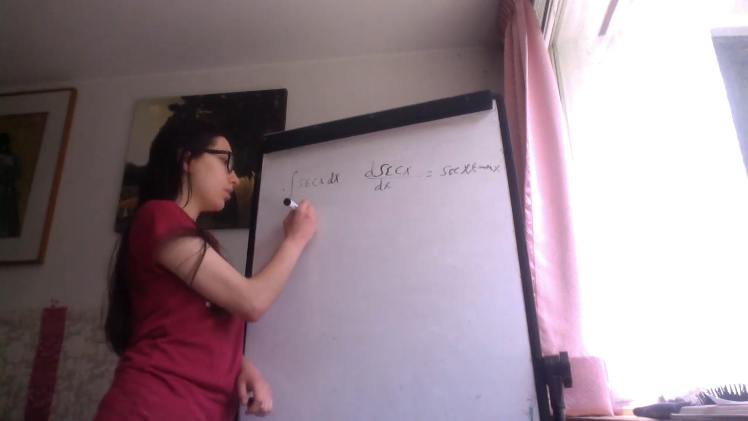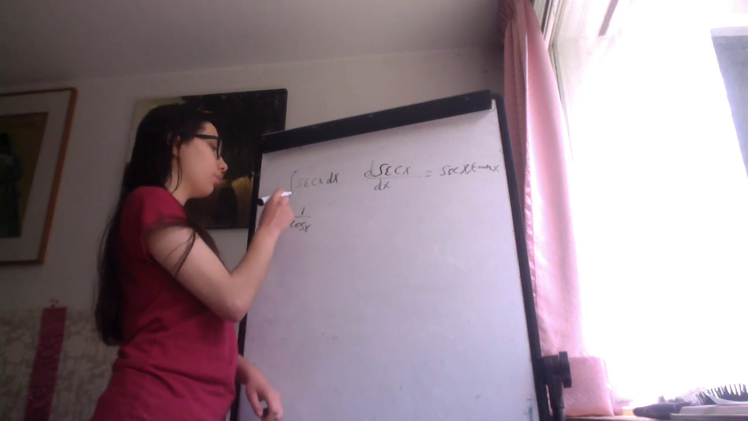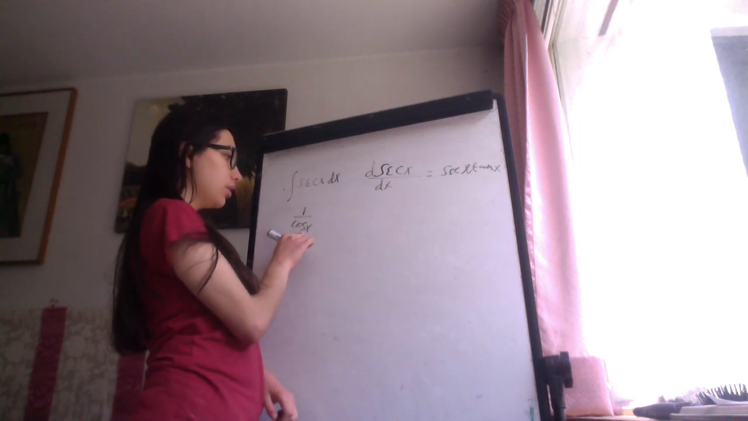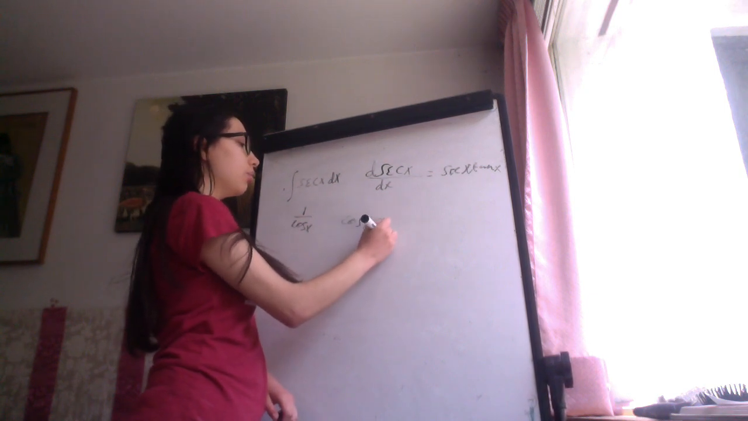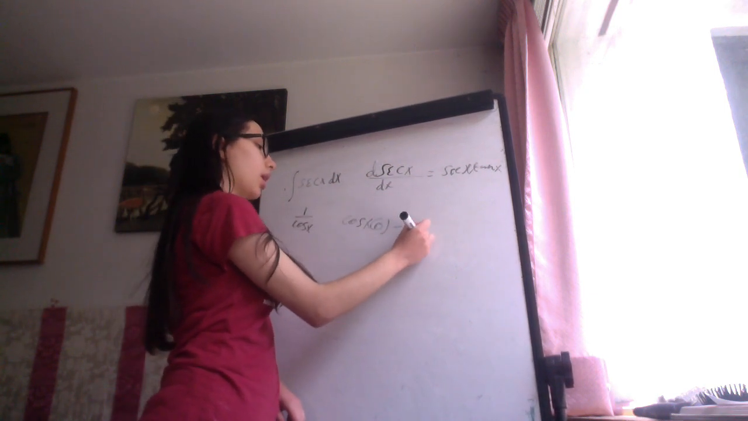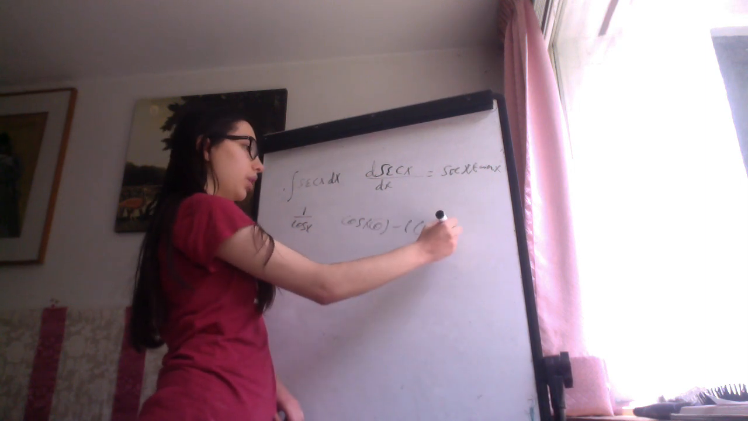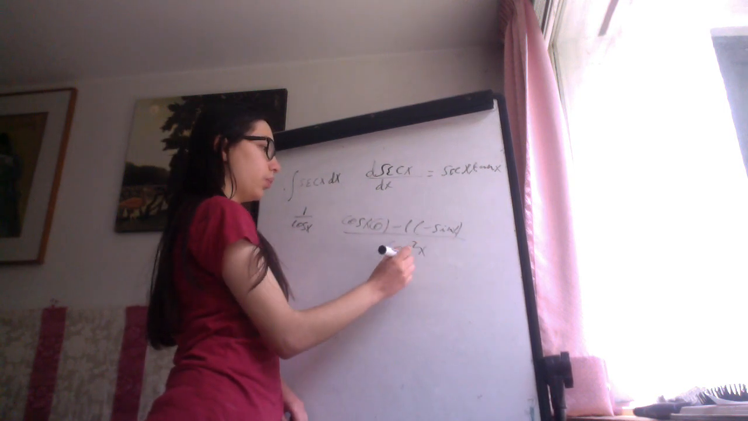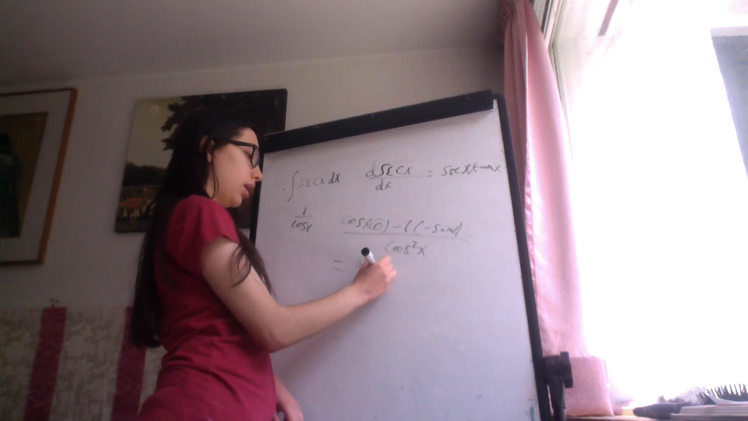Secant of x is the same as 1 over cosine of x. So for the derivative of this, we will use the quotient rule. So this is cosine x times the derivative of this, 0, minus this times the derivative of this, minus sine of x, divided by this square, cosine square x. So this is just 0, and this is sine x divided by cosine square x.